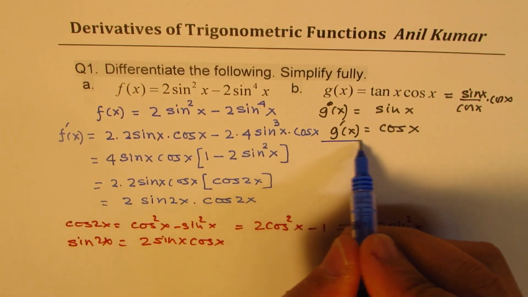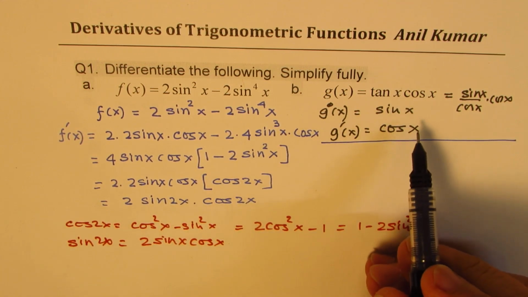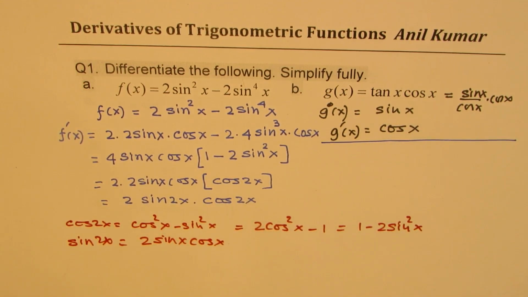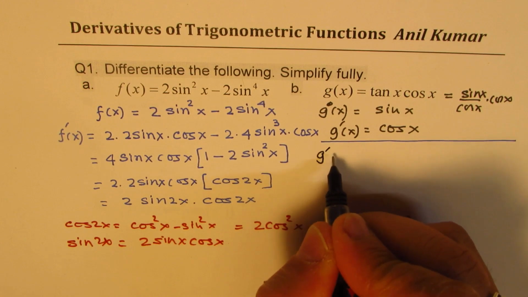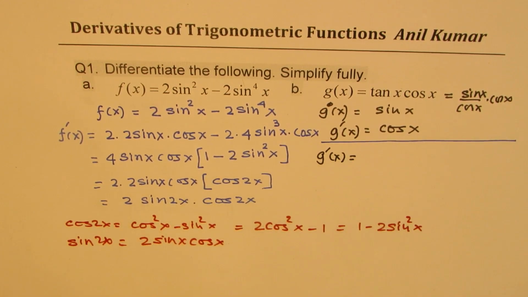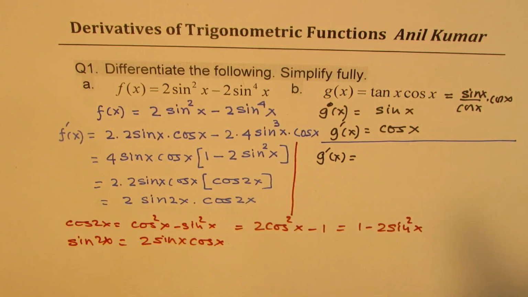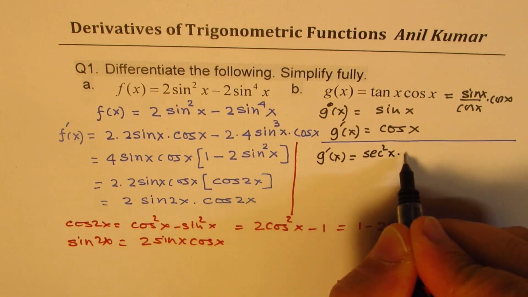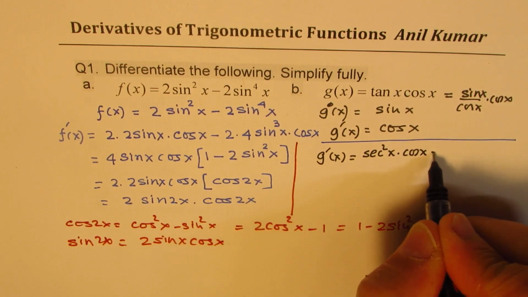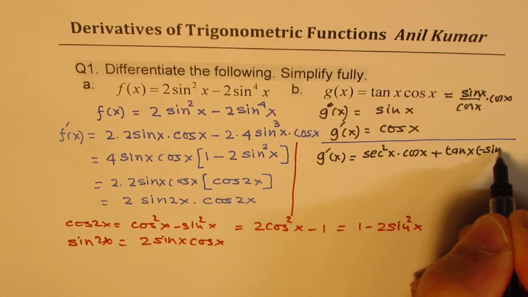But many of you will actually apply the product rule to do the derivative, correct? So let's do the product rule also. So tan x derivative is secant square x. So we can say g dash x is equal to secant square x times cos x plus tan x times minus sine x, correct?